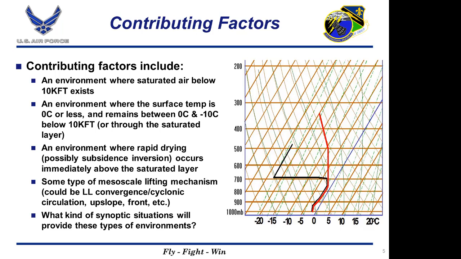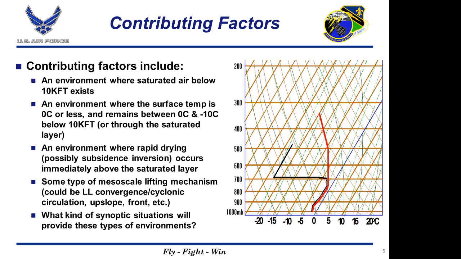Some of the contributing factors include an environment where saturated air below 10,000 feet exists, an environment where the surface temperature is 0 degrees Celsius or colder and remains between 0 degrees and minus 10 degrees Celsius below 10,000 feet or through the saturated layer, an environment where rapid drying, possibly a subsidence inversion, occurs immediately above the saturated layer, and some type of mesoscale lifting mechanism, such as low-level convergence, cyclonic circulation, upslope, or frontal lift.